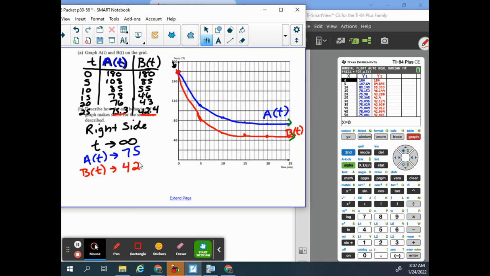Now, for the situation, if you ask someone what happens to coffee if you put it in a room, well, the coffee is going to approach the temperature of the room. So when we say, why does it make sense for the situation described, we can write: coffee, or really any substance, approaches the temperature of its surroundings.